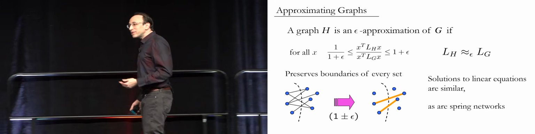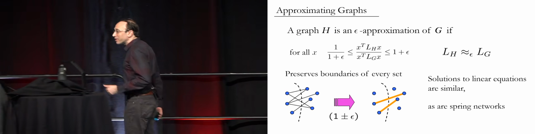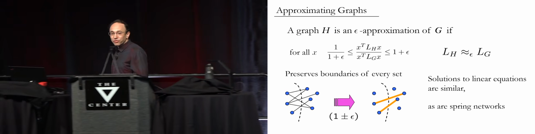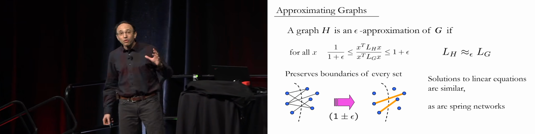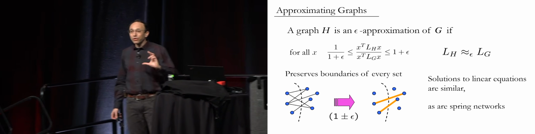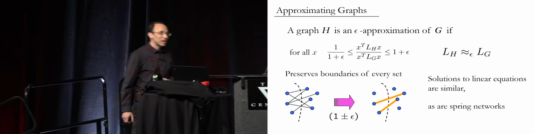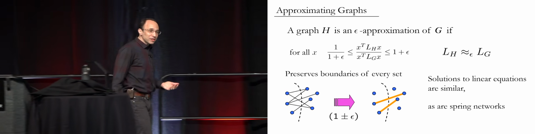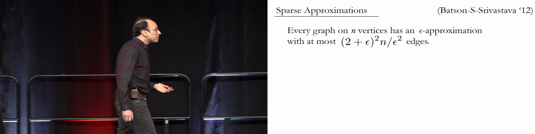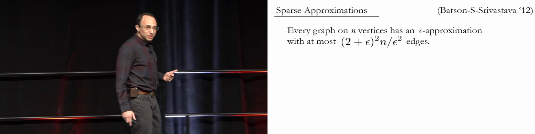In this case, we say that one graph is an epsilon approximation of another if their Laplacian quadratic forms are approximately the same, by which I mean that for all real vectors x, their ratio should be sandwiched between 1 plus epsilon and 1 over 1 plus epsilon. So this is a very strong notion of approximation. It implies many things. In particular, it means that the boundary of every single set of vertices is approximately the same, at least if you count edges by weight.